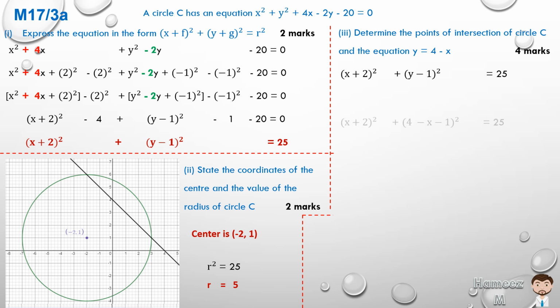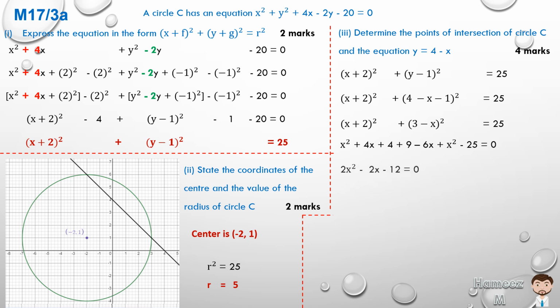So that will give us (x plus 2) squared plus (4 minus x, because that's y, minus 1) squared is equal to 25. So (x plus 2) squared plus (4 minus 1 is 3 minus x) squared is equal to 25. And we can expand. So it'll give us x squared plus 4x plus 4 plus 3 minus x squared is 9 minus 6x plus x squared, minus 25 is equal to 0. We'll bring the 25 across.